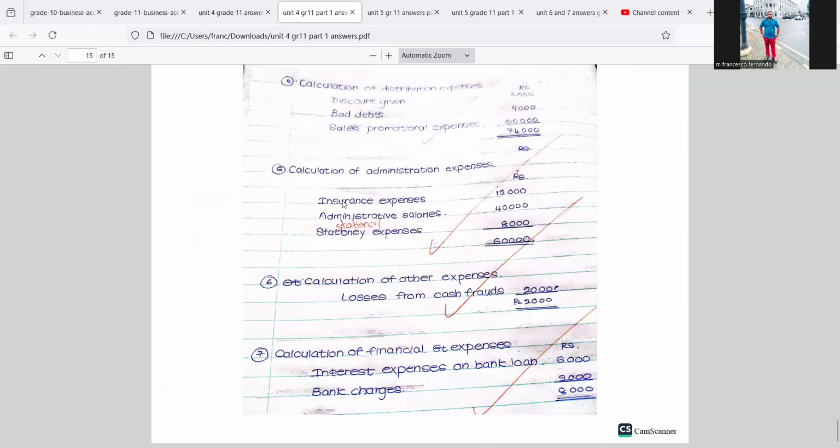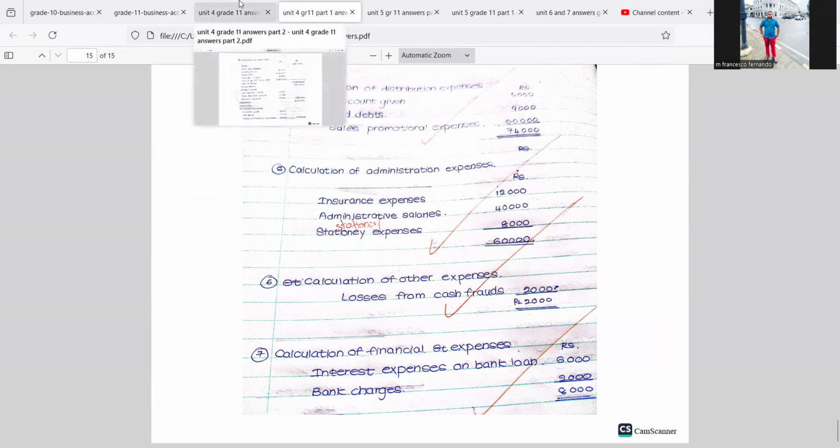The fifth question asks to find admin expenses. So here you have insurance, administrative salary, and stationery. Then for other expenses, you have losses from cash fraud, and it is not there here. In another question, they might give you donation, right? So you can take those also. Then the calculation of finance expenses: you have the interest on bank loan and the bank charges.